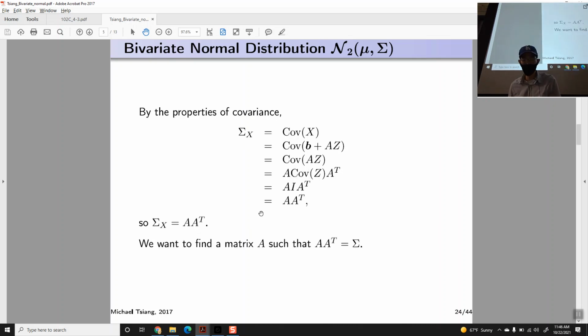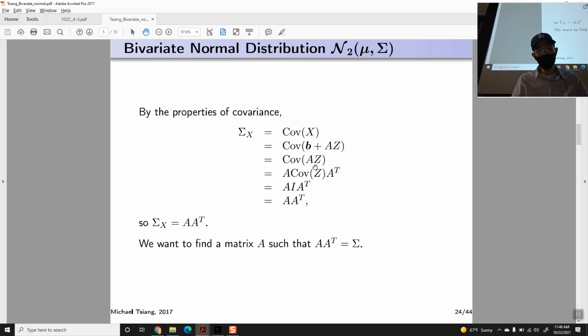The covariance matrix is a tiny bit more complicated. We've defined X as b plus AZ. What is the covariance of b plus AZ? Adding a constant doesn't affect the covariance, so the covariance is just that of AZ. What is the covariance of some matrix A times Z?